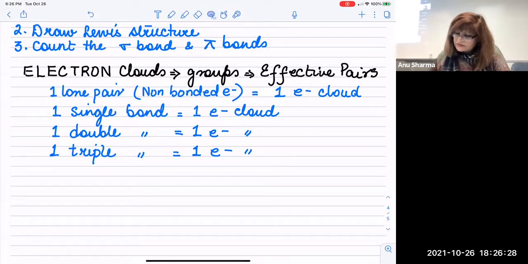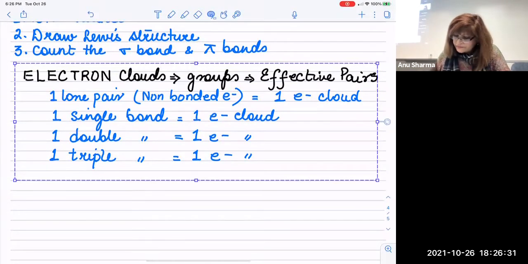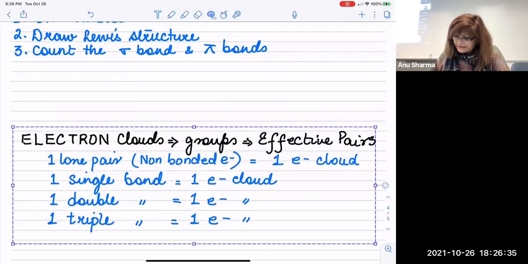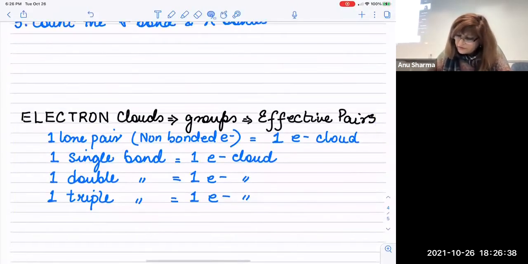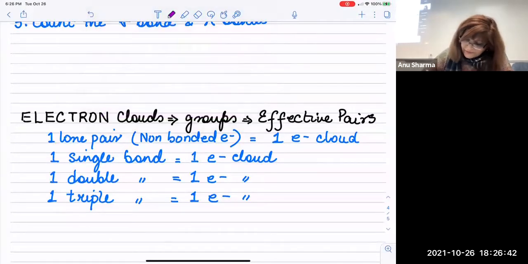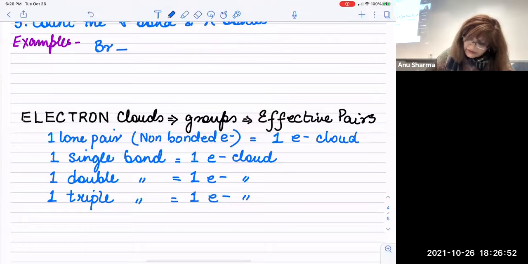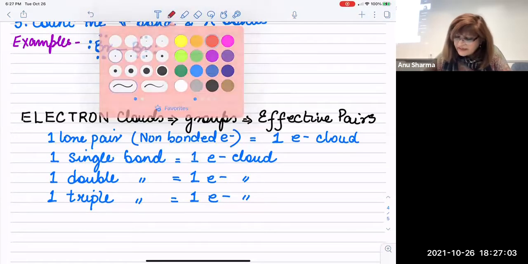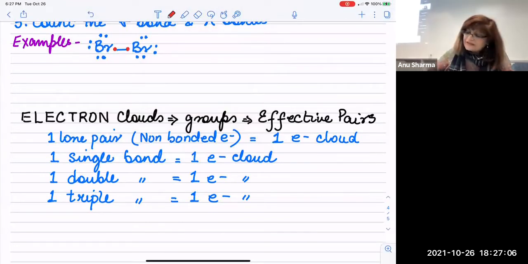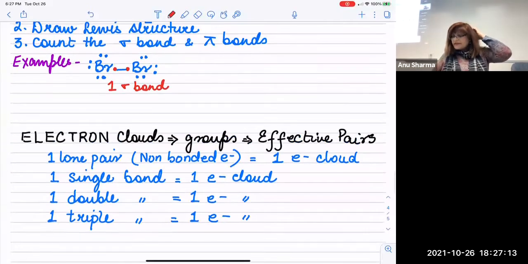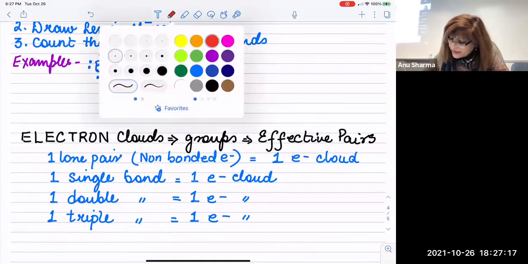So let's do some examples here of sigma and pi. Here you have bromine connected to bromine. This is the Lewis structure of bromine. We have nothing to do with the lone pairs on the bromine. We are only interested in these two electrons, and so this is made up of one sigma bond, one single bond.